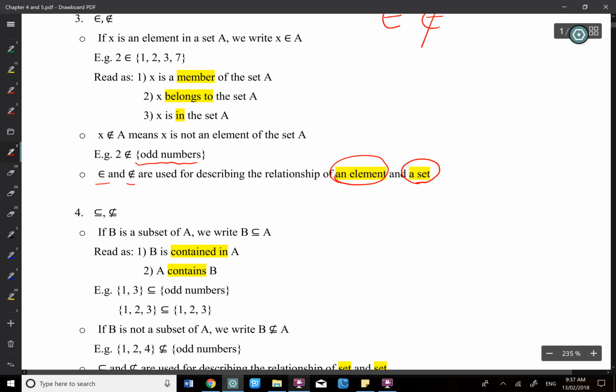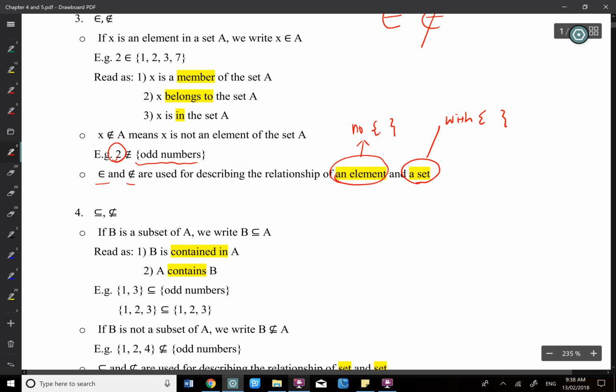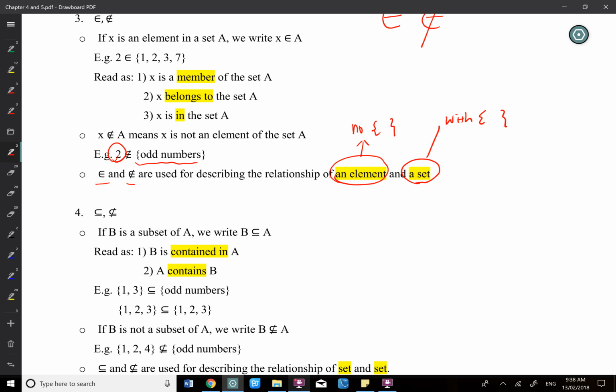Your left hand side needs to be an element. Element means no curly bracket. Set means with curly bracket. You can't use these symbols with 2 things that both have curly brackets. So the left hand side must be something without a curly bracket, and the right hand side must be a set, something with a curly bracket.